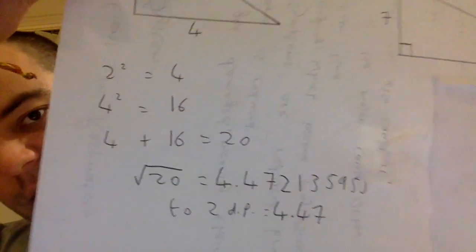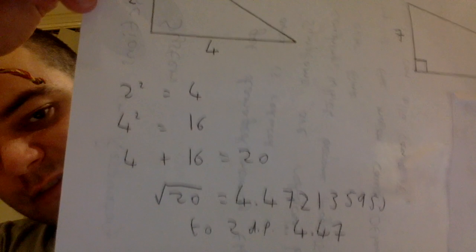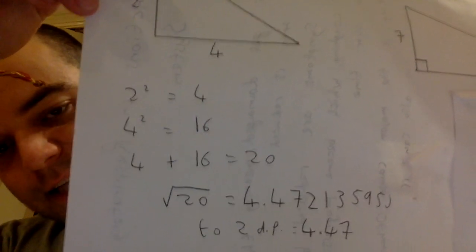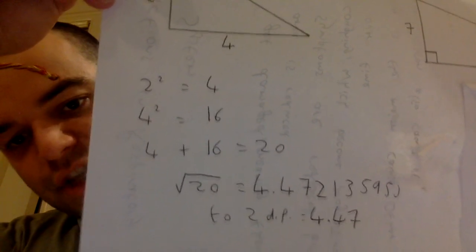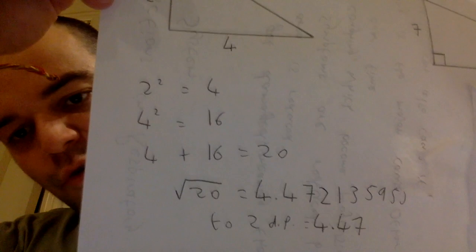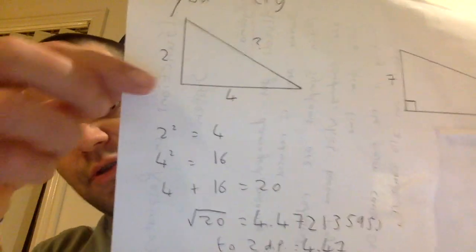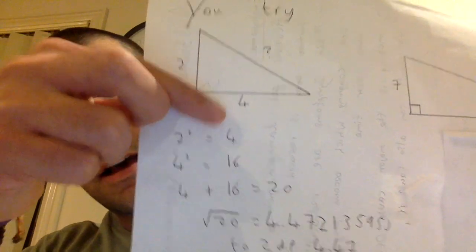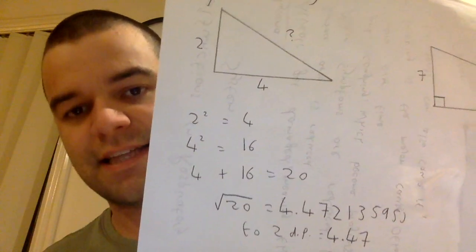Okay, so you can see I've done 2 squared, that gives me 4. I've done 4 squared, that gives me 16. I've added 4 plus 16, and that's given me 20. And then I take the square root of 20, which to 2 decimal places gives me 4.47. Okay, so remember, I'll repeat it again. All I've done is I've squared this side, I've squared this side, I've added them together, and then I've taken the square root of the sum of adding them together.